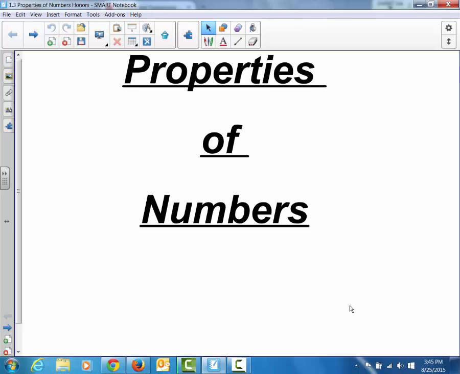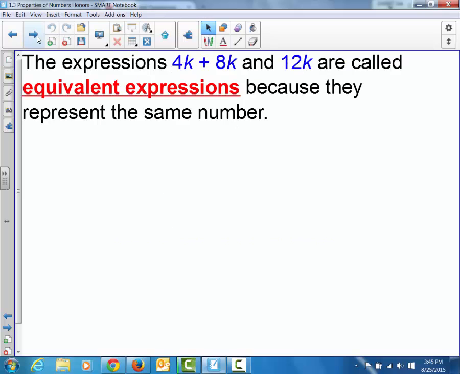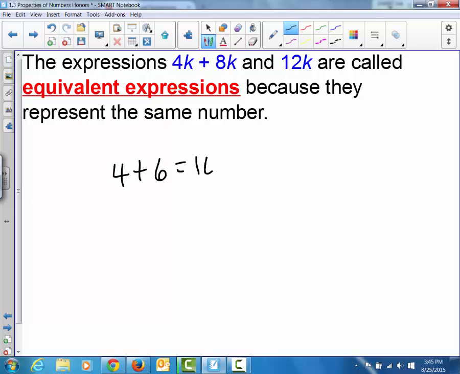Okay, we're going to be studying properties of numbers. The expressions 4k plus 8k and 12k are called equivalent expressions because they represent the same number. Just like 4 plus 6 is the same as 10. They're equivalent expressions.